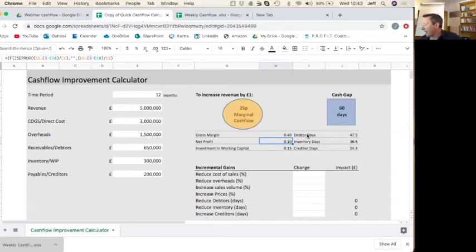So what we've got here is debtor days at 47.5, inventory days at 36.3, and creditor days at 24.3. And the cash gap is 60 days. So from when you start paying money out on a project, it takes 60 days for you to get your money back in this business.